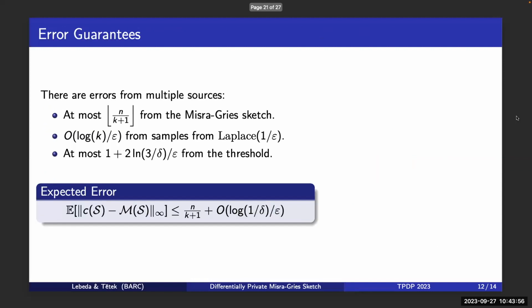Okay, so what are our error guarantees? Well, there were these different steps of the algorithm. We have some error coming from the sketch itself. Then we have some error from the Laplace noise, but that's really dominated by the error from the threshold. So the expected error for any input will be less than n divided by k+1 plus O of log 1/delta divided by epsilon.